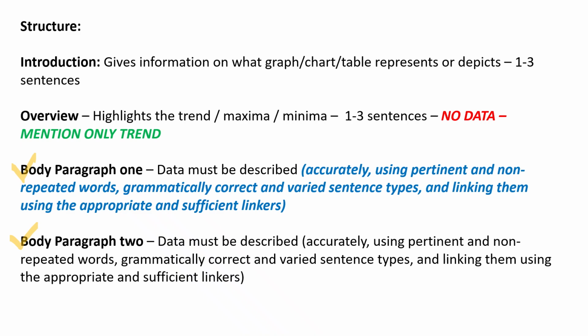However, you should remember that this data should be accurate, right? Using pertinent and non-repeated words, grammatically correct and varied sentence types. So you should not be using one single sentence type. You should not be repeating the words, and then you need to use appropriate linkers to connect different ideas and sentences. This is what you're supposed to do for both the paragraphs. And remember, again, I'm repeating, data must be described.